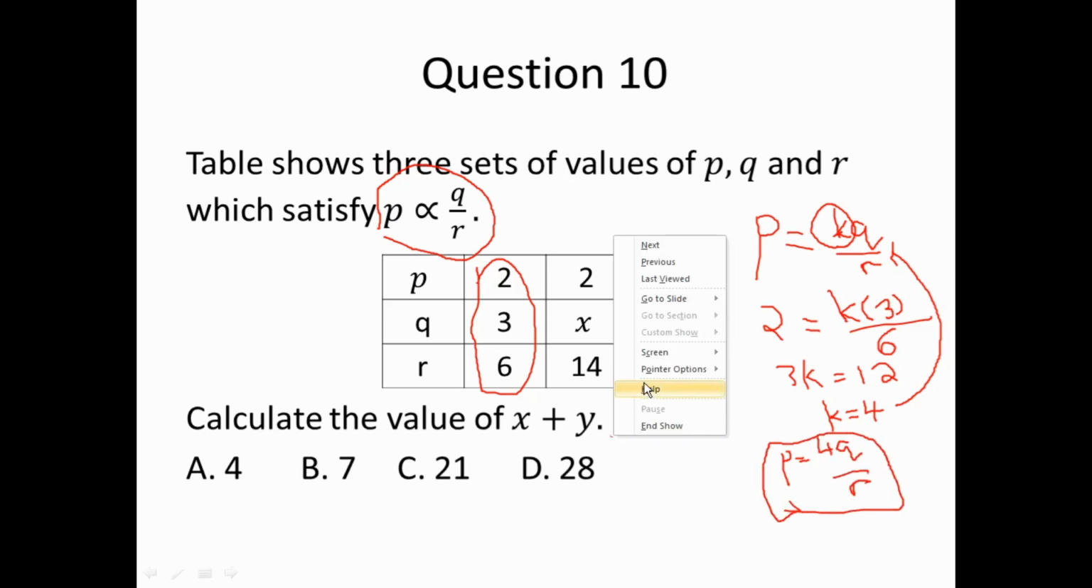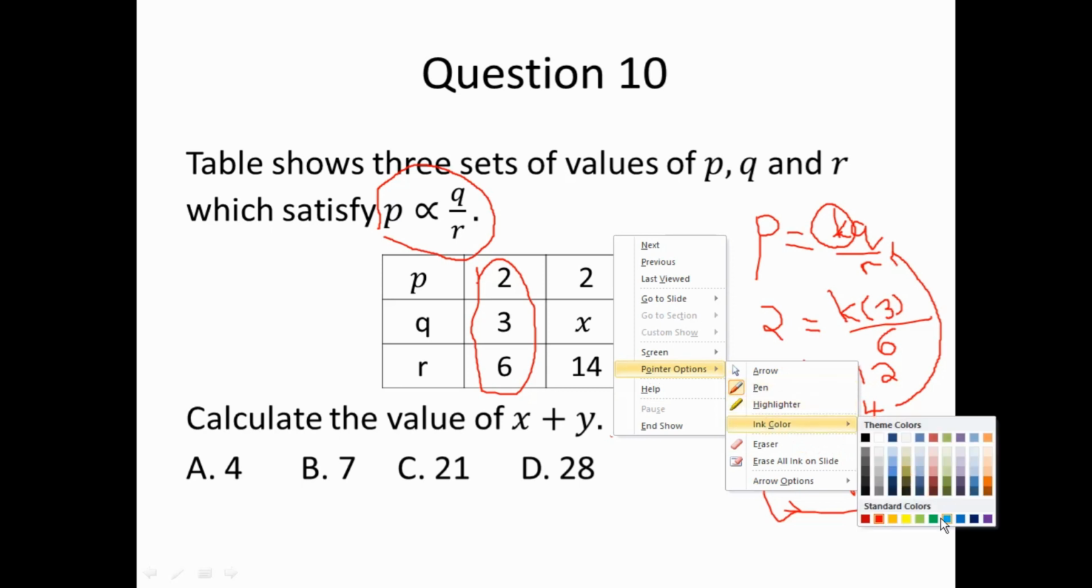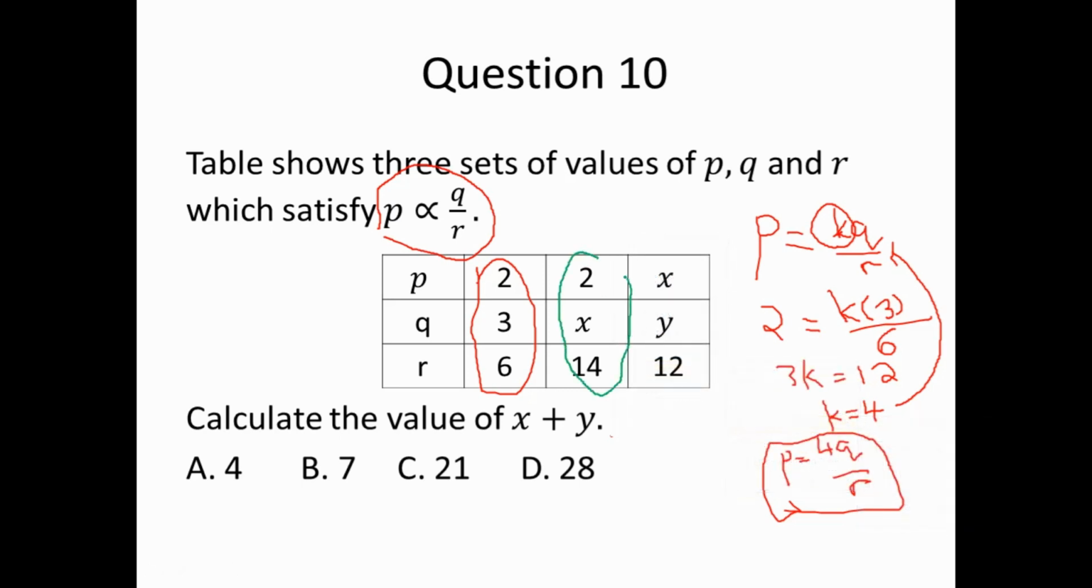Now we have to use the second pair of P, Q, R, this one, 2, x and 40, to find the value of x. So P equals 2, Q is x, R is 40. So 2 equals 4x over 40, so 4x equals 28, so x equals 7.